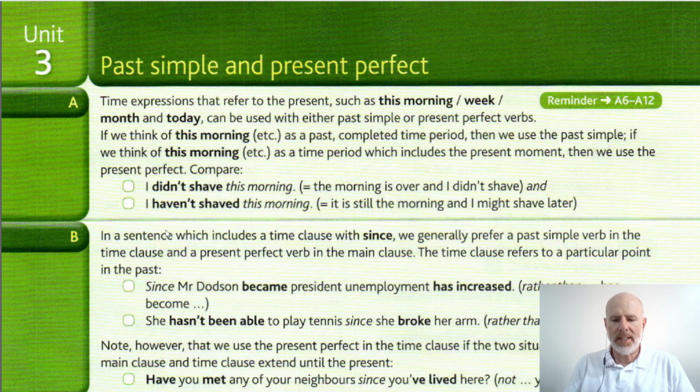Part A is here, and it says that time expressions that refer to the present, such as this morning, this week, this month, today, can be used with either past simple or present perfect verbs. If we think of this morning as a past completed time period, then we use the past simple. If we think of this morning as a time period which includes the present moment, then we use the present perfect.